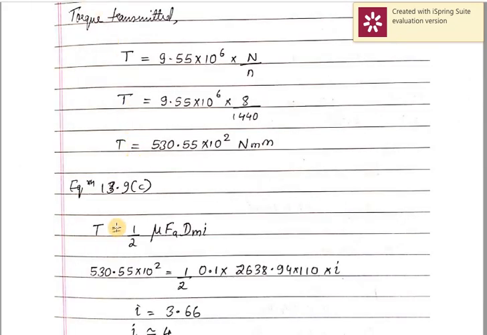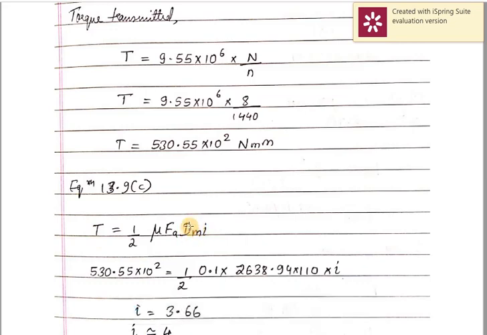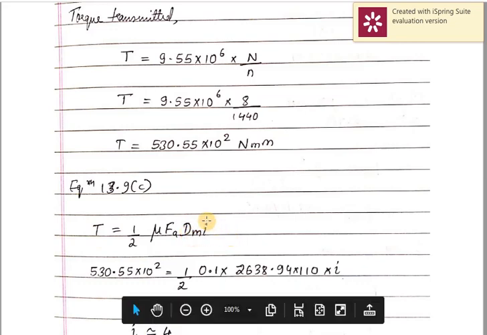In the uniform wear theory, we have equation number 13.9e. It is not C, it is E. Torque transmitted by one pair of friction surfaces T is equal to 1 by 2 mu into Fa into dm, and we multiply by the number of friction surfaces. So here we have unknowns: torque T, the mean diameter dm, and number of active surfaces I.